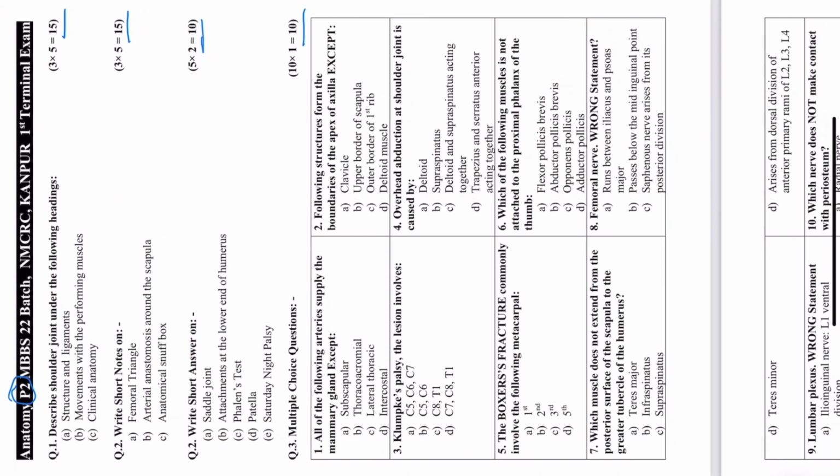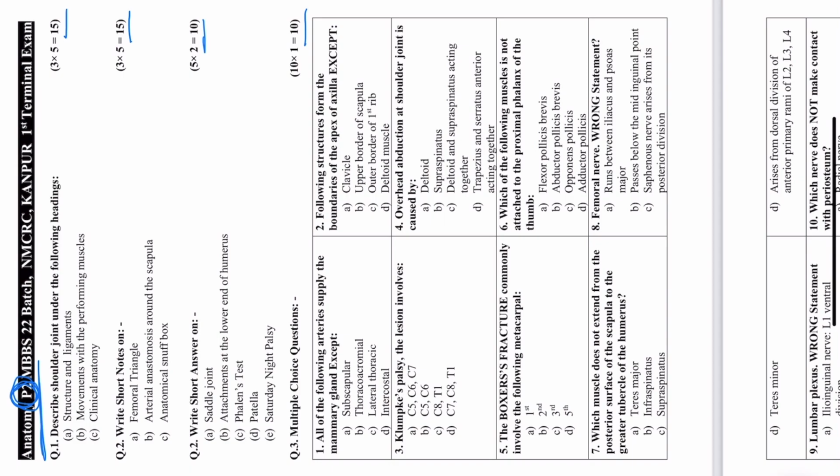Now we're going to solve the anatomy question paper of the first terminal examination at Naraina Medical College Kanpur, and this is part 2. The long question here was a structured long question on the shoulder joint. Describe the shoulder joint under the following headings: structure and ligaments for 5 marks, movements with the performing muscles. This is important. You should mention all the movements, and those movements are being caused by what muscles. You have to mention them.